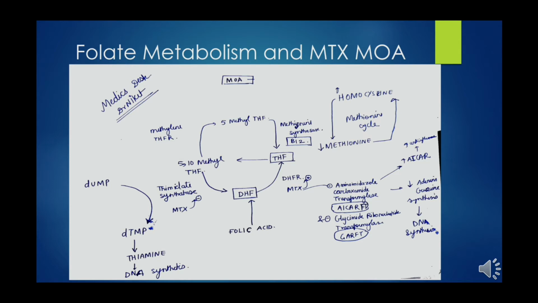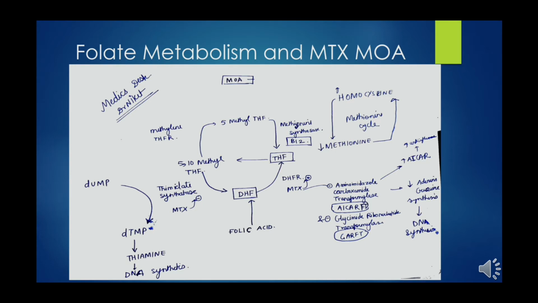So we need to understand how exactly methotrexate acts. Methotrexate, on entry into the cell, inhibits dihydrofolate reductase. So there will be no conversion of dihydrofolate to tetrahydrofolate. It also inhibits thymidylate synthetase. So there will be no conversion of dUMP to dTMP. Hence, there will be accumulation of dUMP, less dTMP, no thymine synthesis and no DNA synthesis.